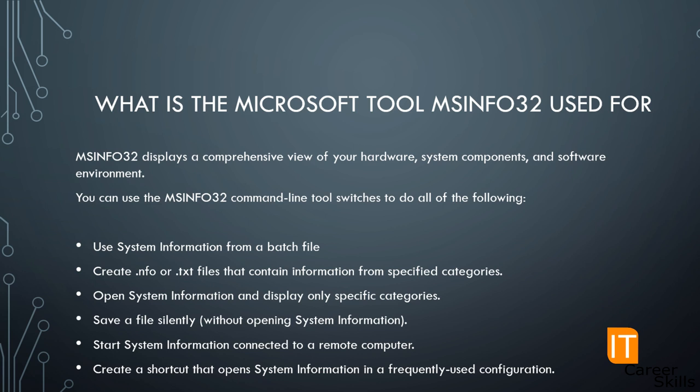You can use the Microsoft Info 32 command line tools switches to do all the following. And so this is where you'd put arguments at the end of the command. You can use system information from a batch file. Create a .nfo or .txt file that contains information from specific categories. Open system information and display only specific categories. Save a file without opening system information. Save a file silently. Start system information connected to a remote computer. Or create a shortcut that opens system information in a frequently used configuration. So these are just some examples of what the Microsoft Info 32 tool can actually do.